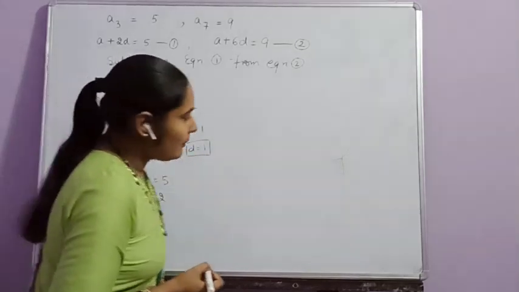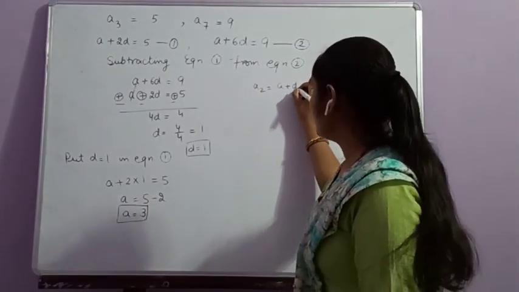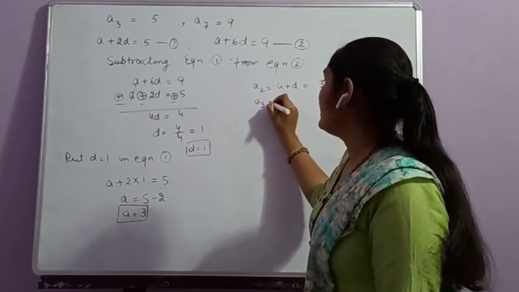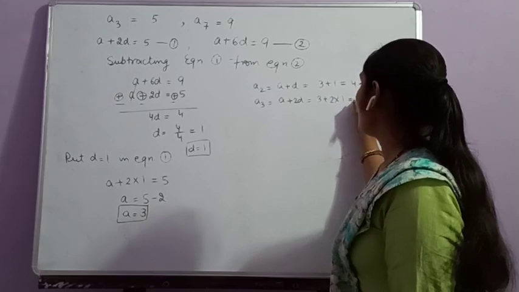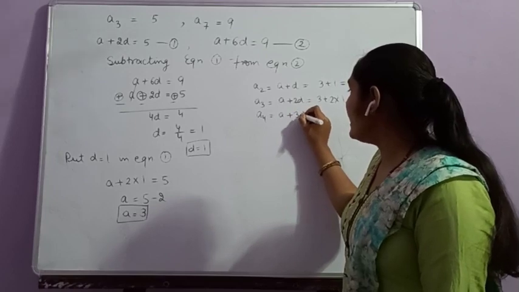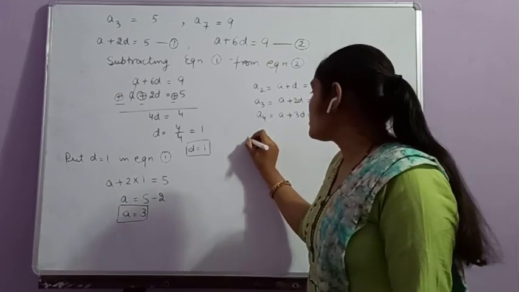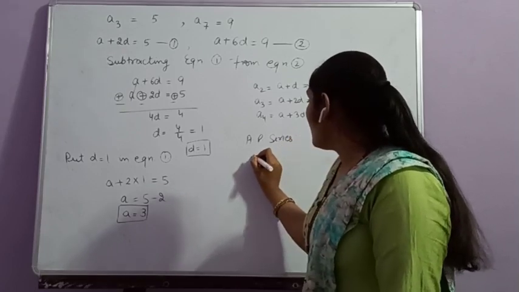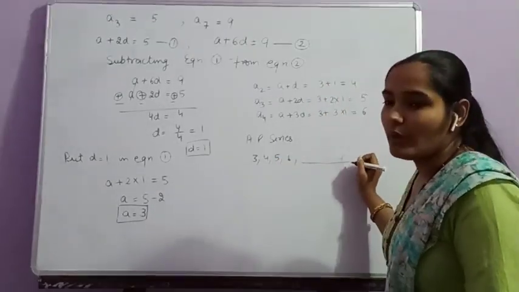Now we have to find out the AP series. So its second term will be A2, A plus D, that is equal to 3 plus 1, that is equal to 4. A3 will be A plus 2D, that is equal to 3 plus 2 into 1, is equal to 5. Similarly, A4 will be A plus 3D, that is equal to 3 plus 3 into 1, that is 3 plus 3, 6. So AP series is 3, 4, 5, 6, 7 up to end.